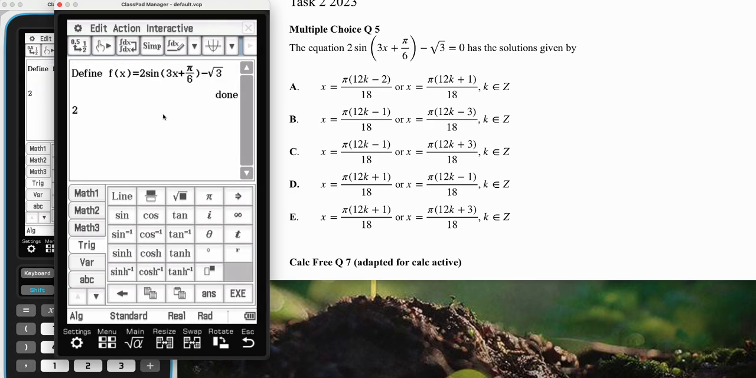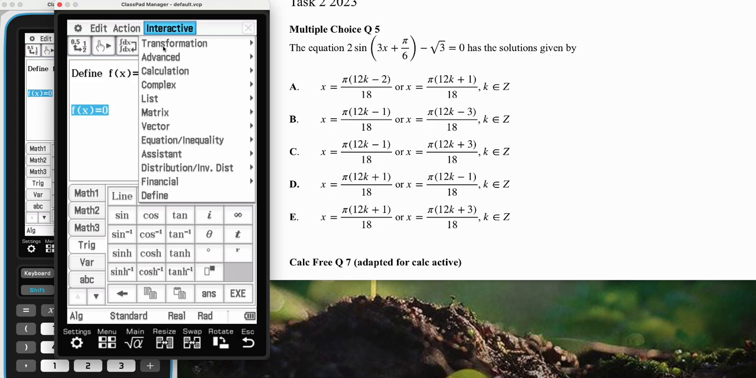Okay, I think that looks right. Define it. And I want to solve for 0. First thing I need to check is my rad/degree/grad setting. We want to be in radians. And we want to solve this equation, f of x equals 0.